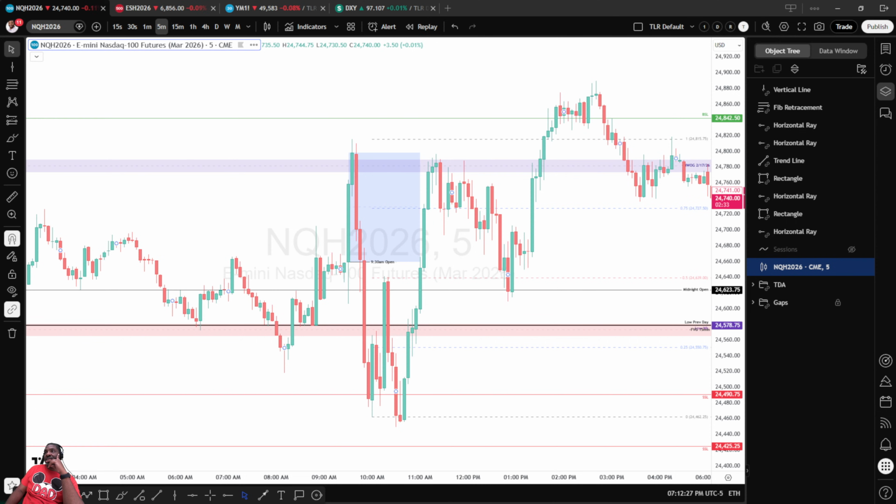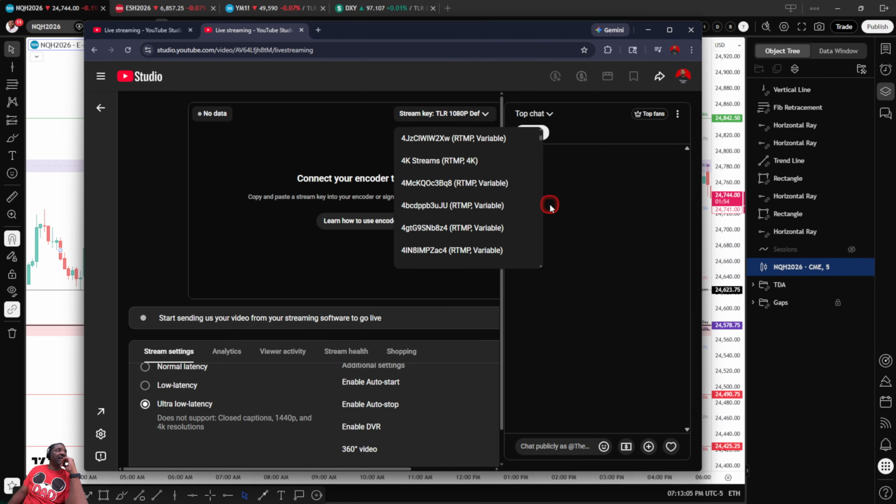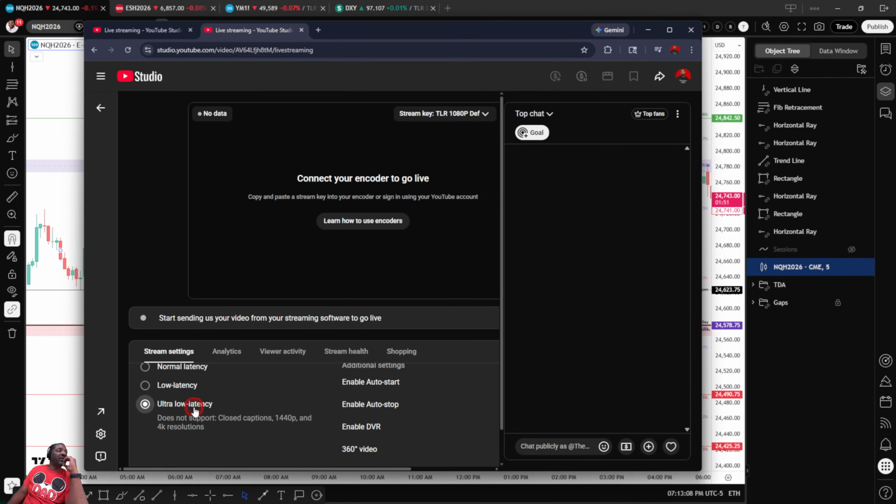This stream resolution doesn't work with your stream's current latency. Would you like to change it? That's what happened since I was streaming. It didn't give me this option before. I had it set to 4K, and it didn't give me this earlier. It said this stream key resolution doesn't work with your current latency setting, would you like to change the latency to normal? That's why it changed it to normal. But when I put it on 1080, it lets me keep it on ultra low.